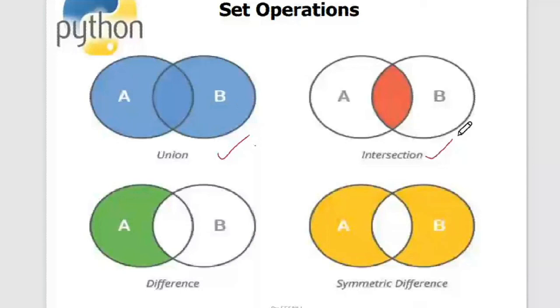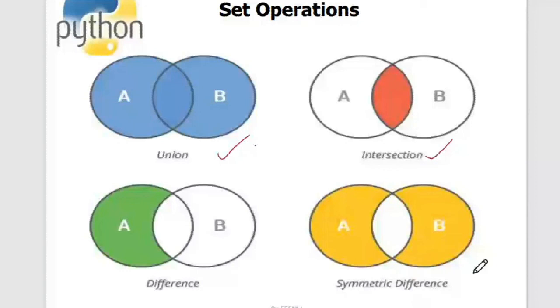If I take a difference between A and B, all the elements only in A will be given as output. If I take the difference between B and A, then all the elements only in B will appear in the result. So in the difference, I can take A minus B, or B minus A also. When I take A minus B, elements in A only will be given as the result. When I say B minus A, elements only in B will be given as the result. Now, what is symmetric difference? Symmetric difference is the elements only in A and only in B, not the common ones. So that is symmetric difference.